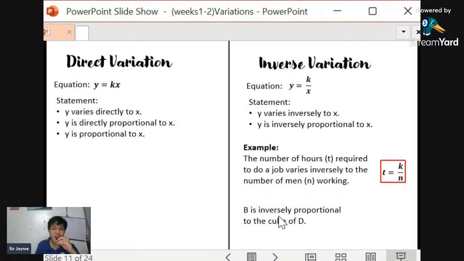Naghahanap pa sila ng exponent. Parang hirap pag cellphone, no? Okay, tama yung kay Daniel Silva. Ngayon, tingnan nyo na lang din yung comment ng mga classmate ninyo.